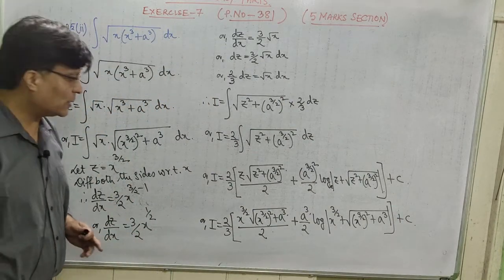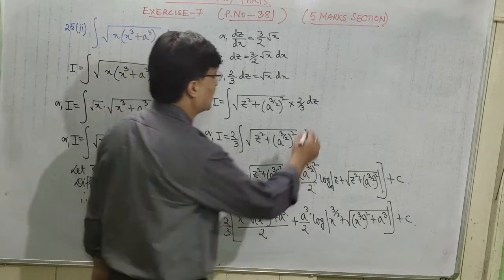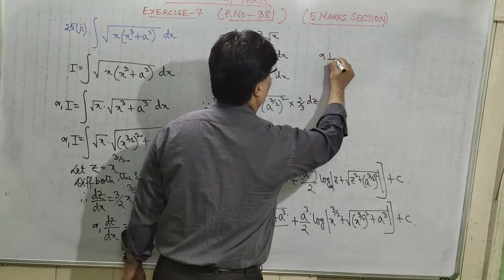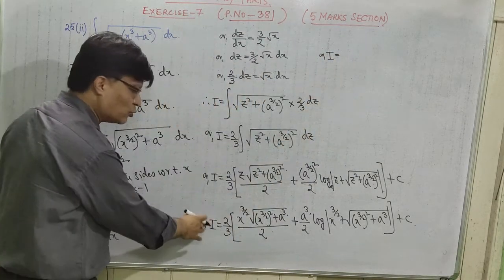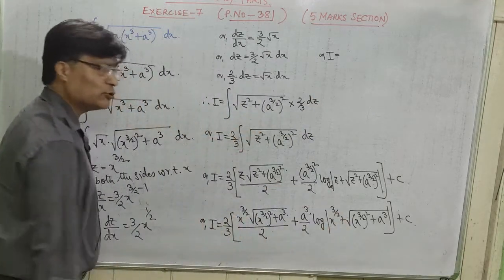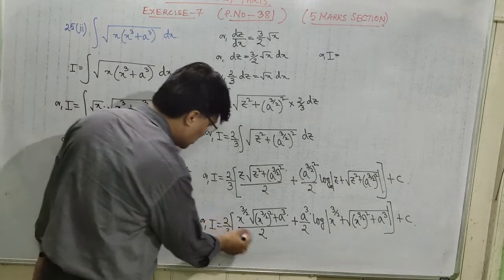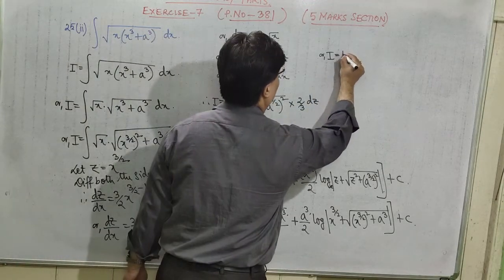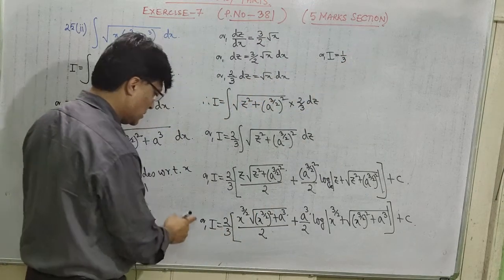So I think you have understood it. So let us open this bracket now. I is equal to, let us multiply by 2 by 3. The expression within third bracket is multiplied by 2 by 3 now. So this 2 gets cancelled. You will get 1/3, right?